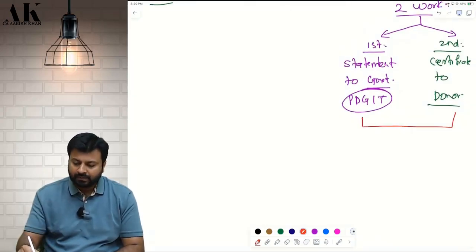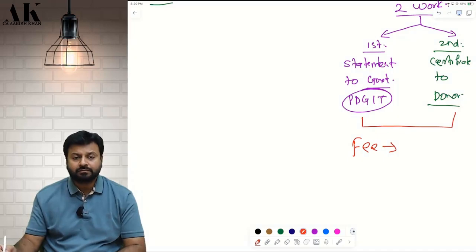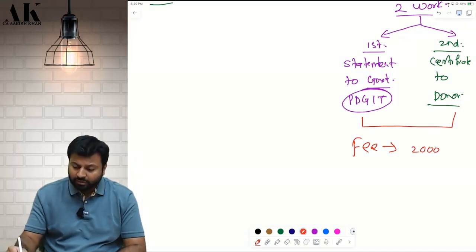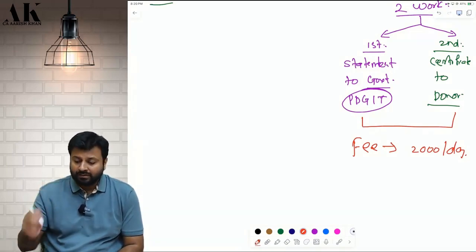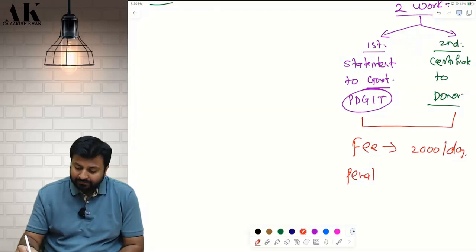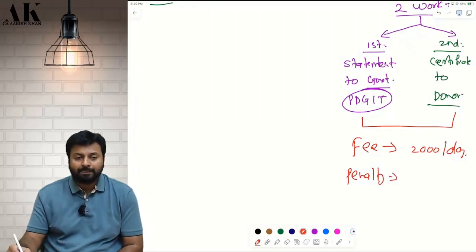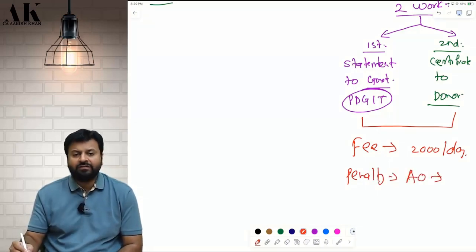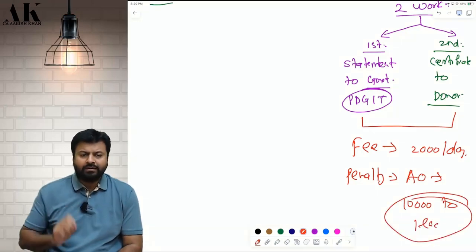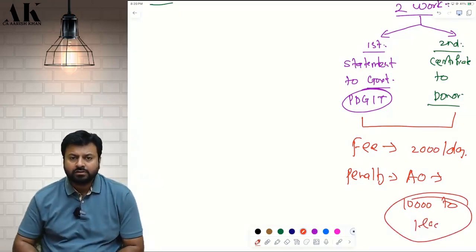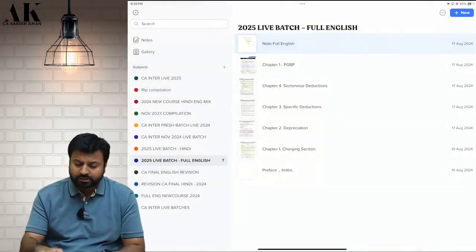First, the donee will be liable for a fee. What? A fee of 1,000 rupees per day. And also a penalty, which will be imposed by the assessing officer, of 10,000 rupees to 1 lakh rupees, whatever he feels. That's the range. So the donee has to bear these two costs.